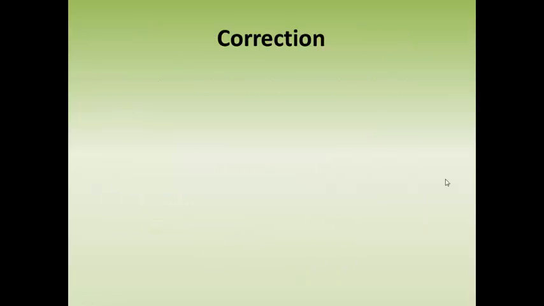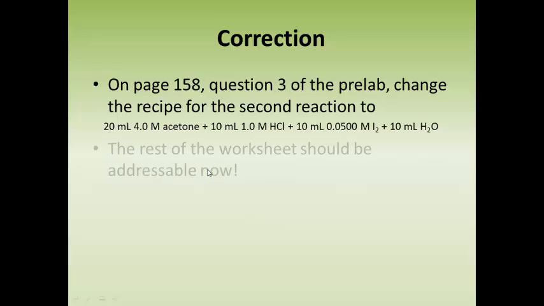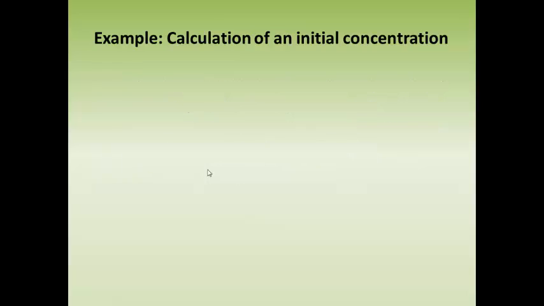Now the ASA does need a correction on page 158, question 3 at the top of the page. You should change the recipe. So instead of using 20 milliliters of HCl, use 20 milliliters of acetone, and that should fix things so that you can address the rest of the worksheet. But let's go through some sample calculations to show how the calculations are done that you'll need to do to get through the ASA and also through the laboratory.